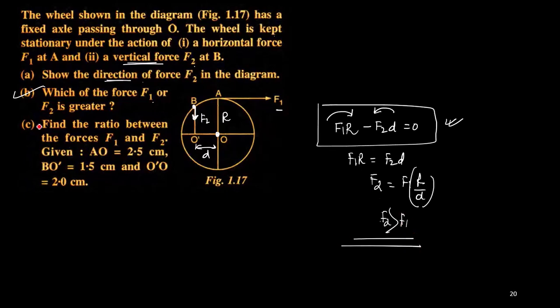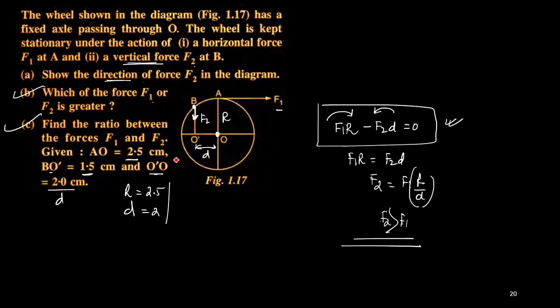Now the values are given, for the ratio between F1 and F2. AO is 2.5 centimeter. AO means R. So your R value is 2.5 centimeter. BO prime is given as 1.5 centimeter, and O prime O is 2 centimeter. That means this is your D. The D value is 2 centimeter.